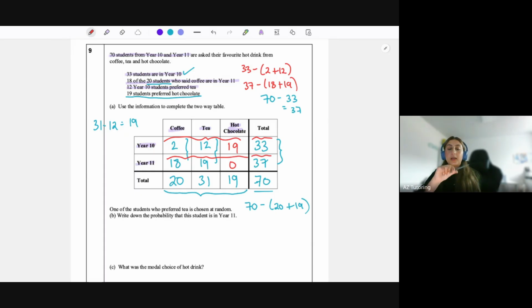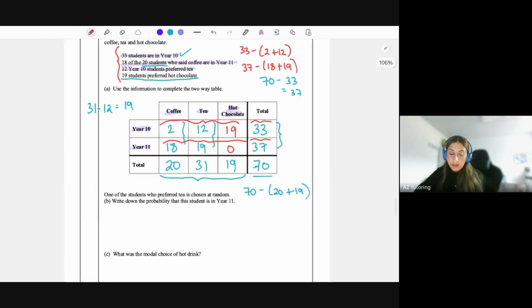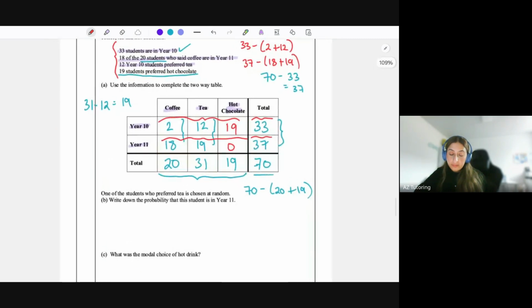It's just about understanding which numbers add up to what, which fields add up to what, because they won't give you the full information. They'll just give you partial information and you need to fill out everything. So that's part A done.